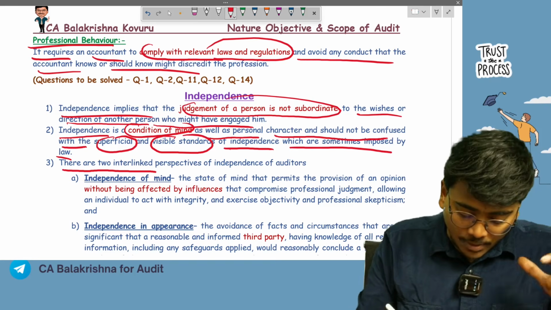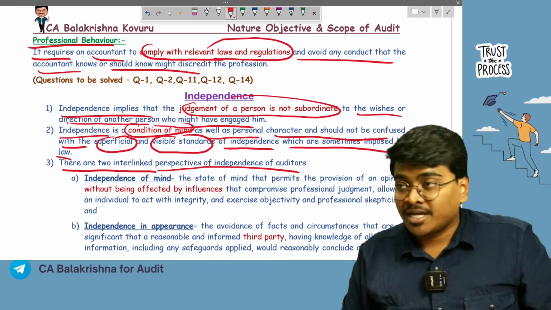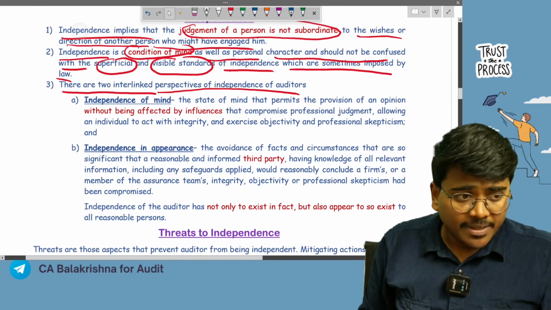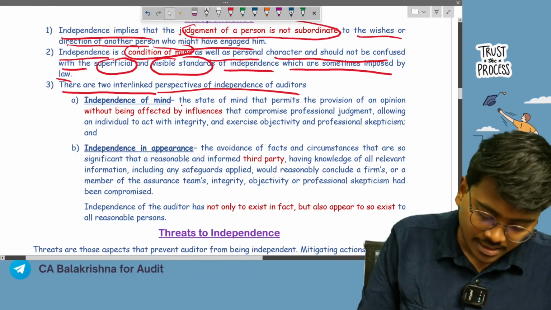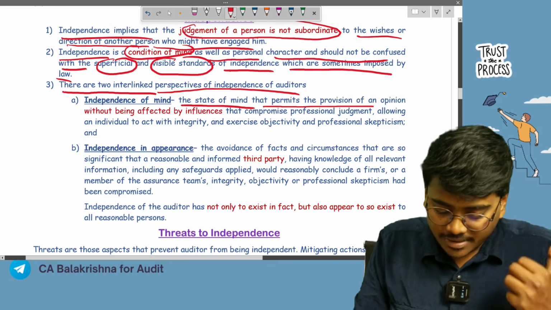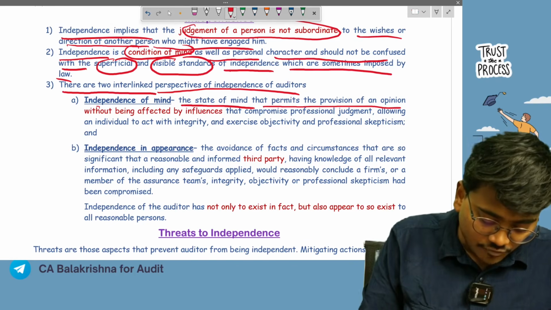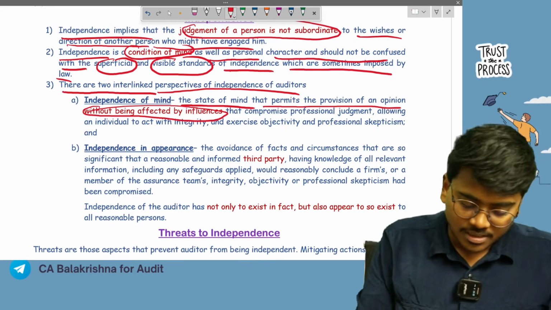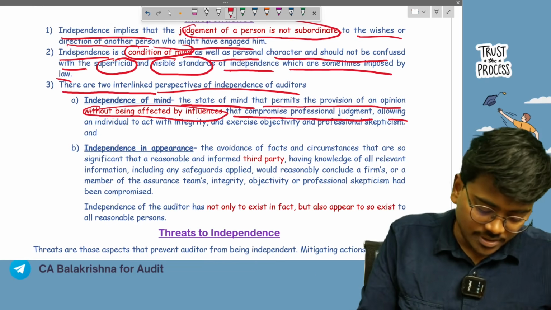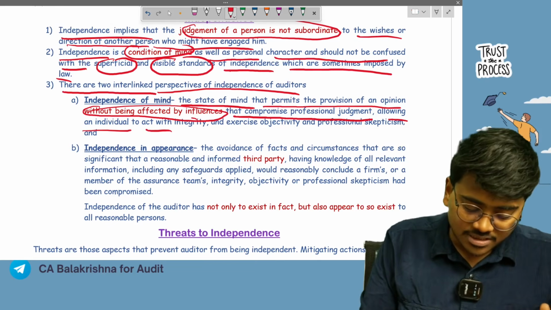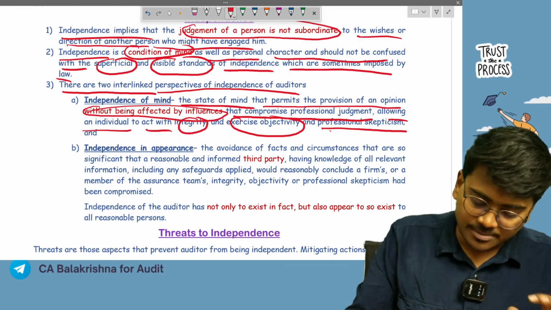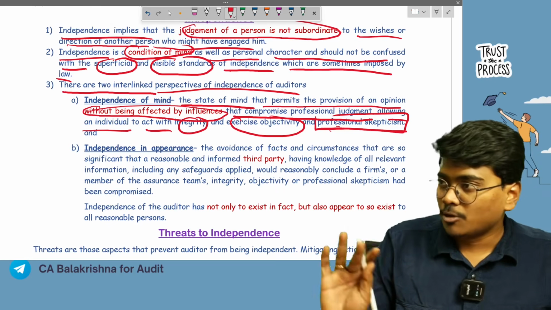There are two interlinked perspectives of independence of auditors. Firstly, independence of mind. The state of mind that permits the provision of an opinion without being affected by any influences that compromise professional judgment, allowing an individual to act with integrity and exercise objectivity and professional skepticism. I'll explain what is meant by professional skepticism.